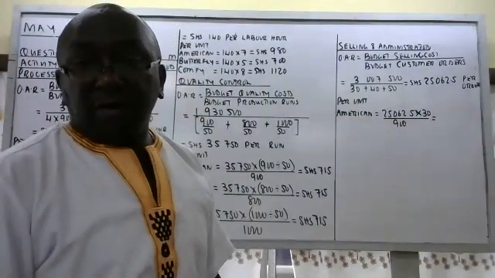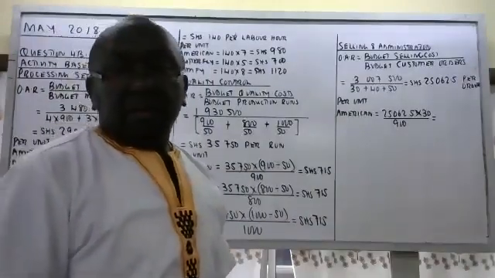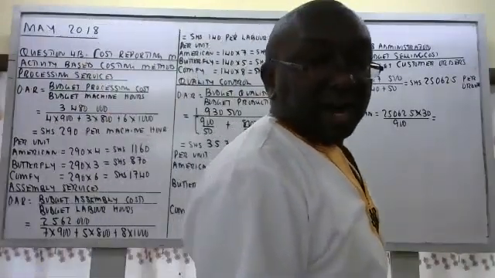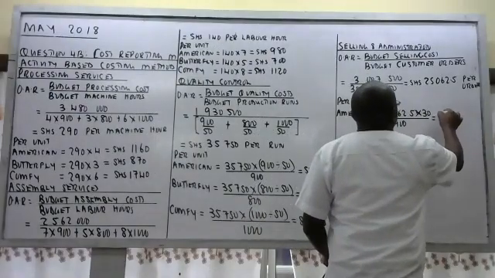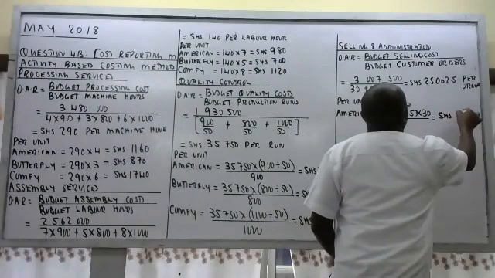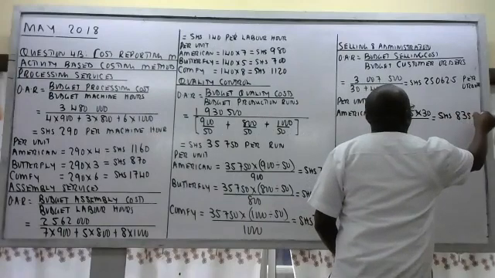835.42. Let's go for 0.42. 835.42 shillings per unit. 835.42.